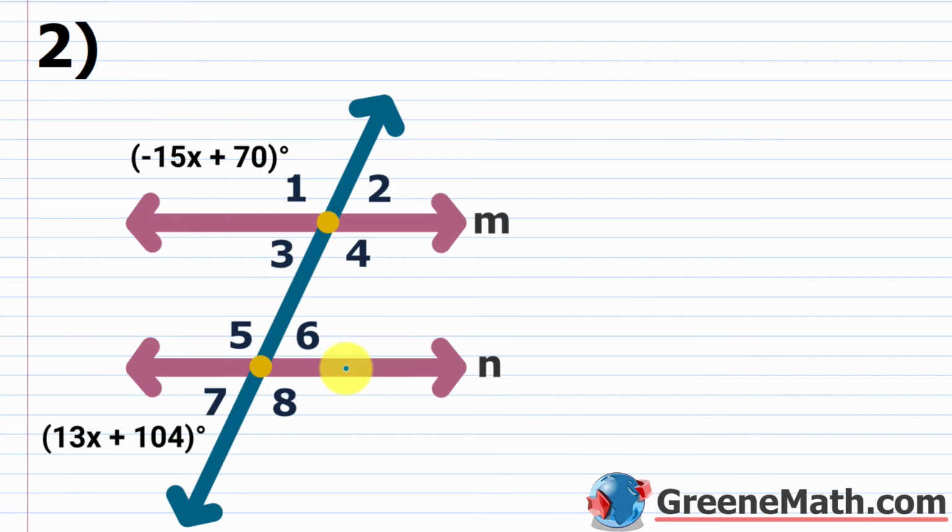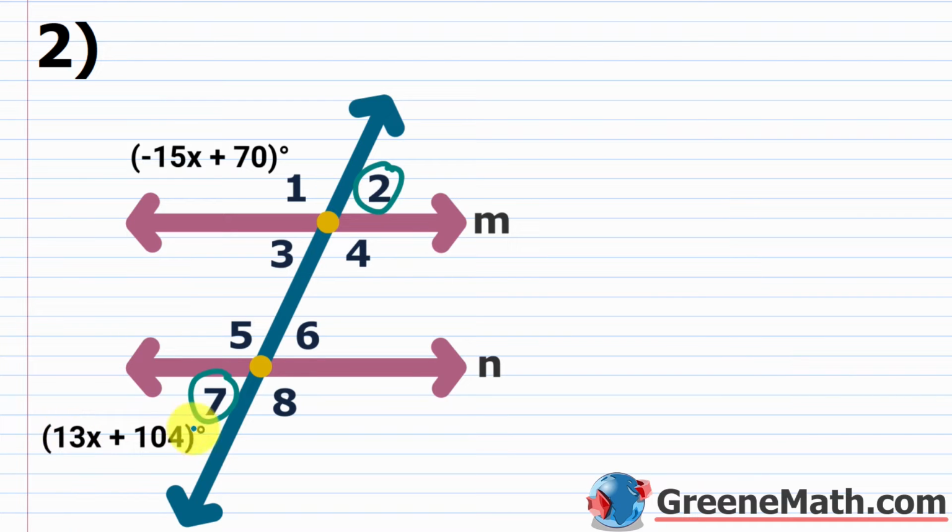So what I would see here is that if I'm trying to find the measure of all 8 angles, I'm given the measure of angle 1. It's negative 15x plus 70, that quantity degrees. I'm given the measure of angle 7. It's 13x plus 104, that quantity degrees. Well, what I know from the lesson is that angle 7 and angle 2 are known as alternate exterior angles, and alternate exterior angles are equal in measure.